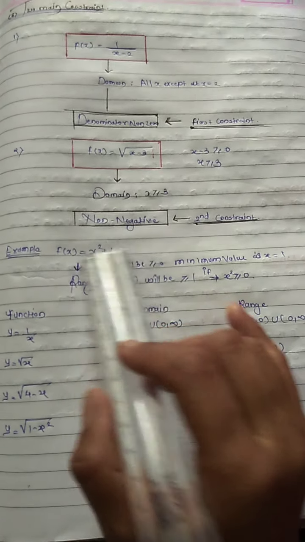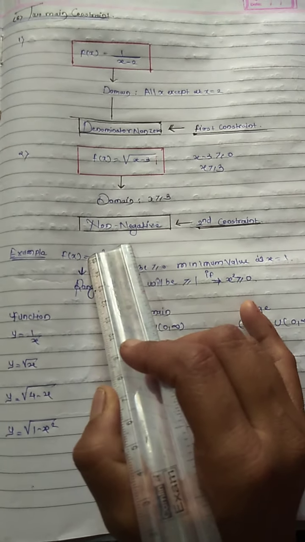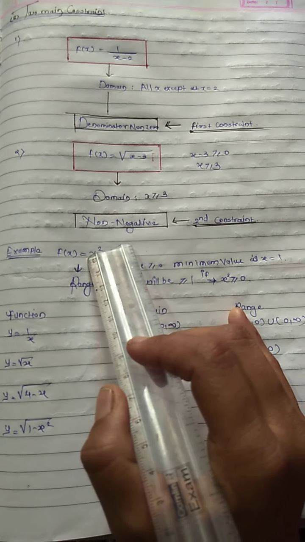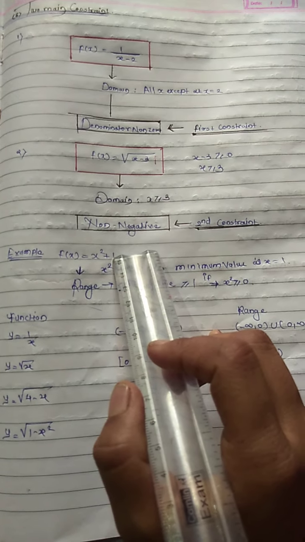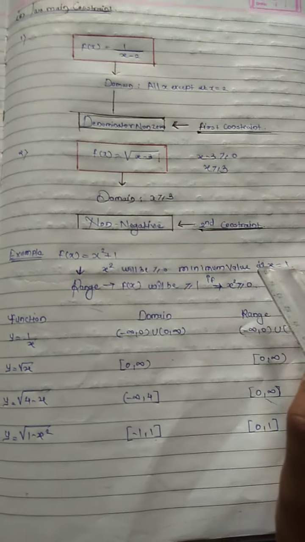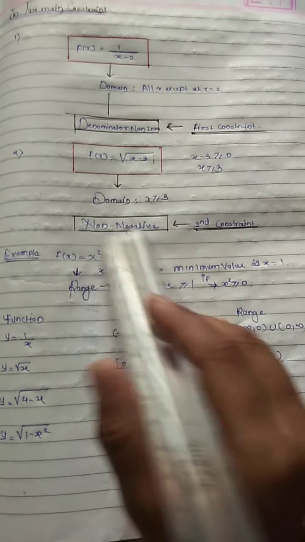Consider this function f of x is equal to x square plus 1. What is the range of this function? Look at x square. The square of any number will be greater than or equal to 0. So 0 plus 1 is 1. So the minimum value of this function is 1. So the range of this function is greater than or equal to 1.